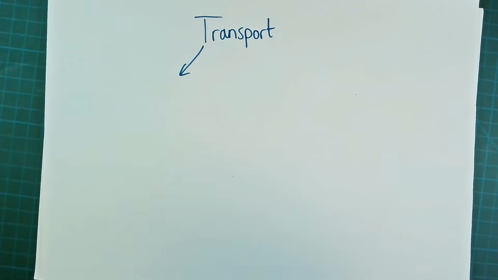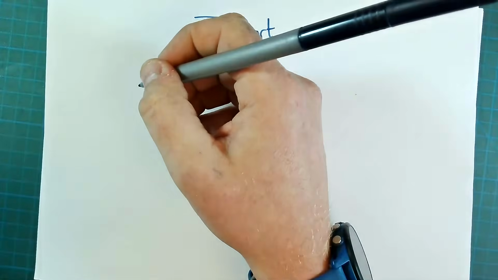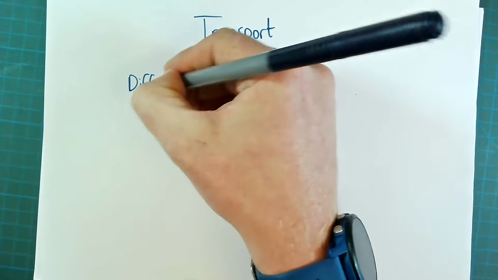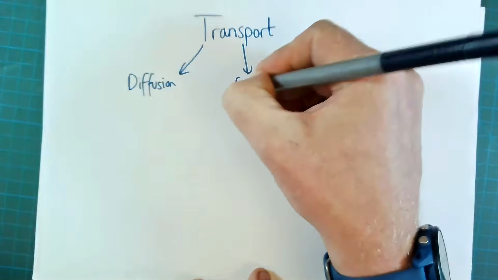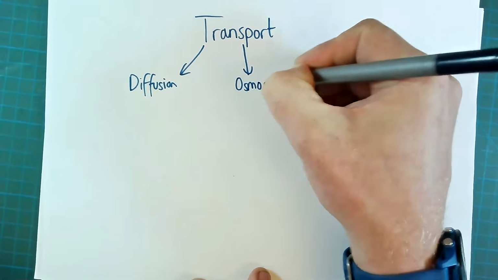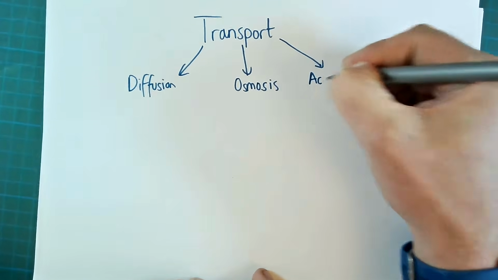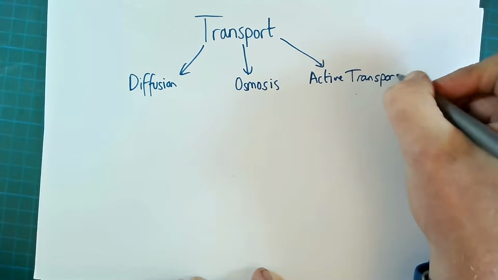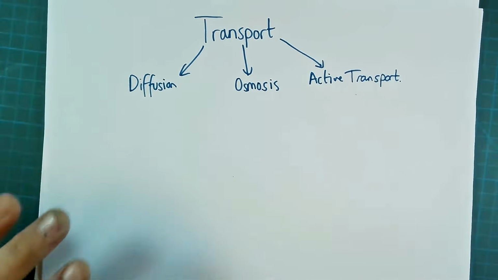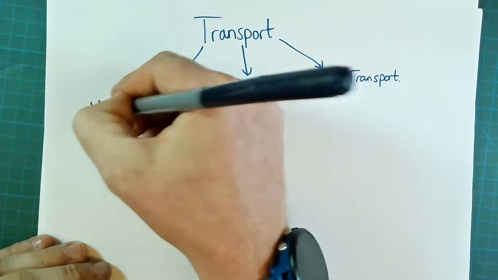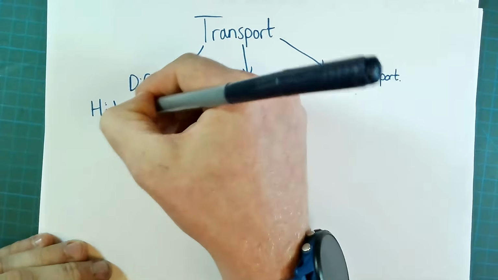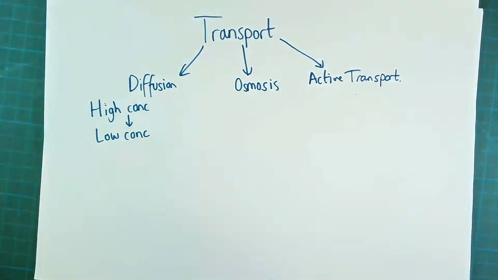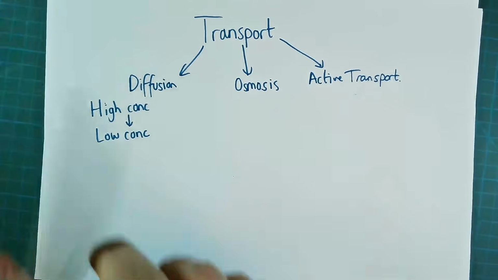Okay, so there are 3 types of transport. We've got diffusion, we've got osmosis, and we've got active transport. Okay, now diffusion is where we go from a high concentration to a low concentration. So let's give an example.